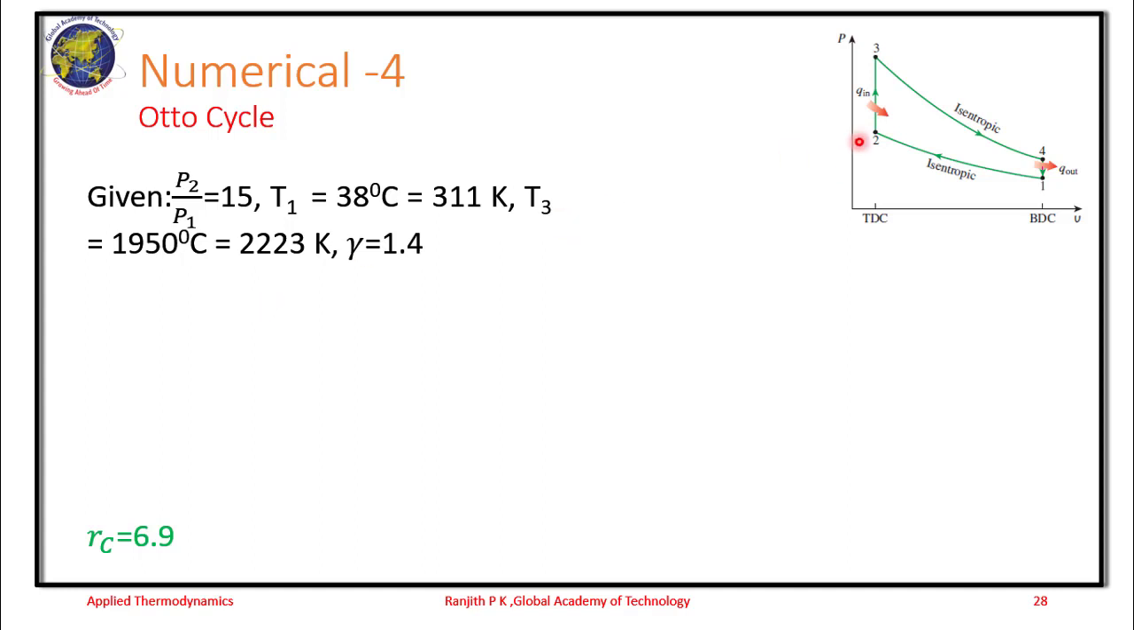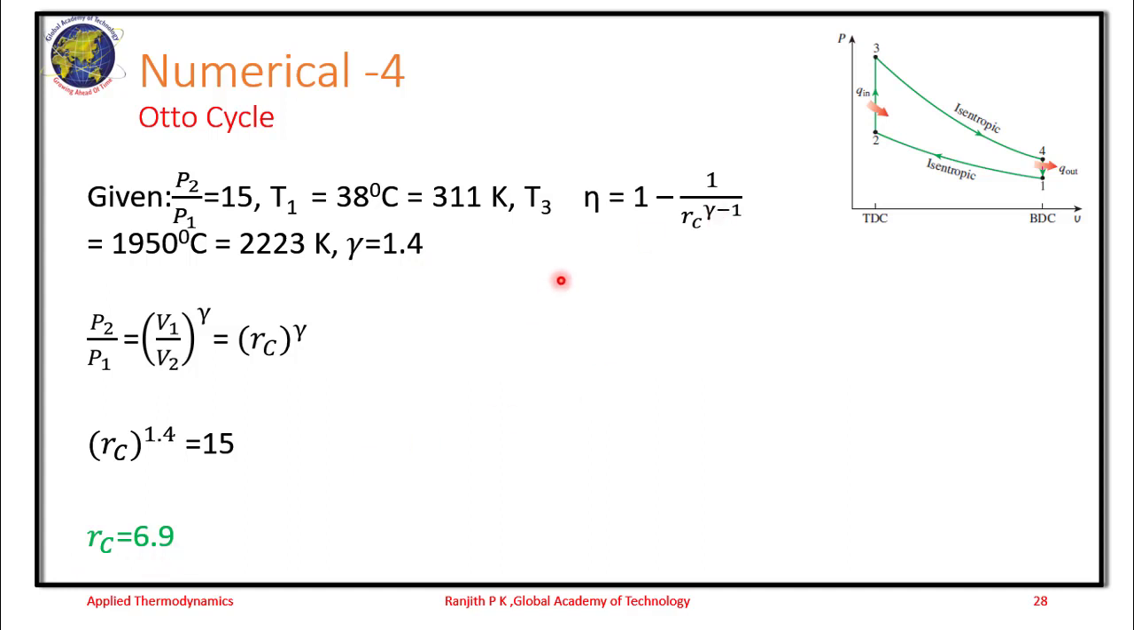We write the PV diagram of the Otto cycle. Then the given data: P2 by P1 is equal to 15. T1 is 38 degrees Celsius, that is 311 Kelvin. Then T3 is 1950 degrees Celsius, that is 2223 Kelvin, and gamma is 1.4. So P2 by P1 is equal to RC power gamma. RC is what is to be found, which is 6.9.